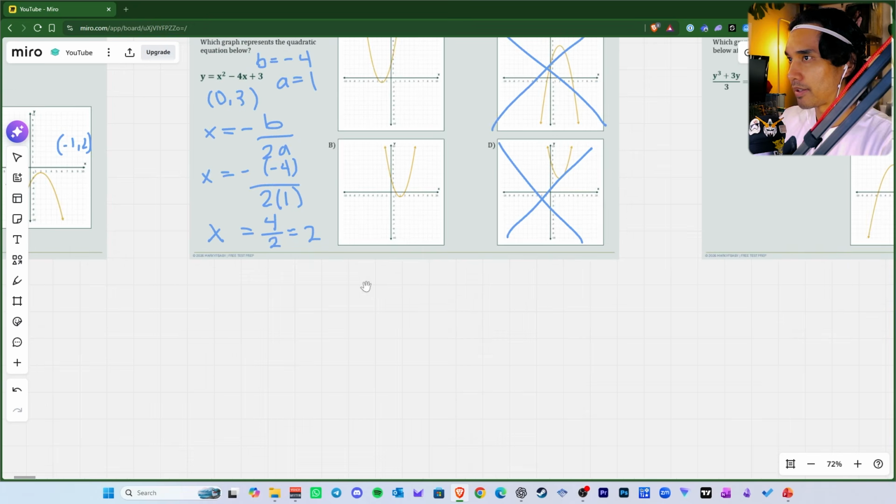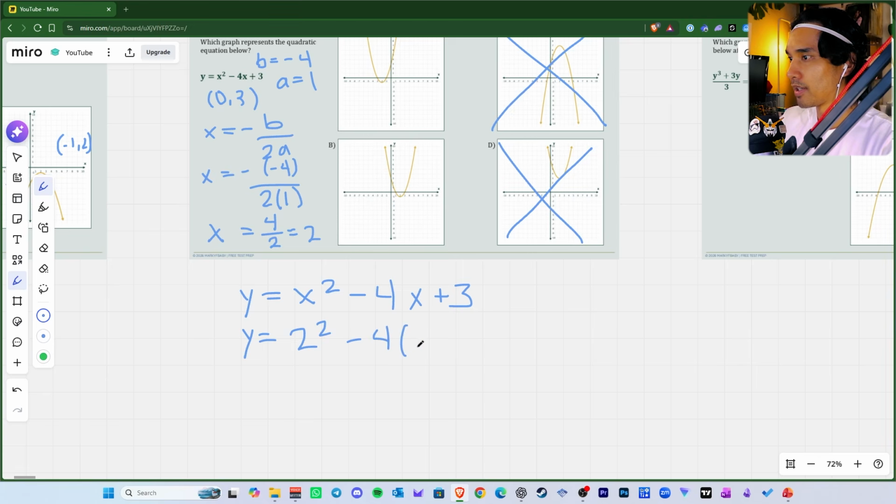So the equation is y is equal to x squared minus 4x plus 3. And I am going to plug in x, which is equal to 2. So y is equal to 2 squared minus 4 times 2 plus 3, giving me y is equal to 4 minus 8 plus 3. 4 minus 8 is negative 4. Negative 4 plus 3 is going to be negative 1. So now I have an ordered pair of 2, negative 1.